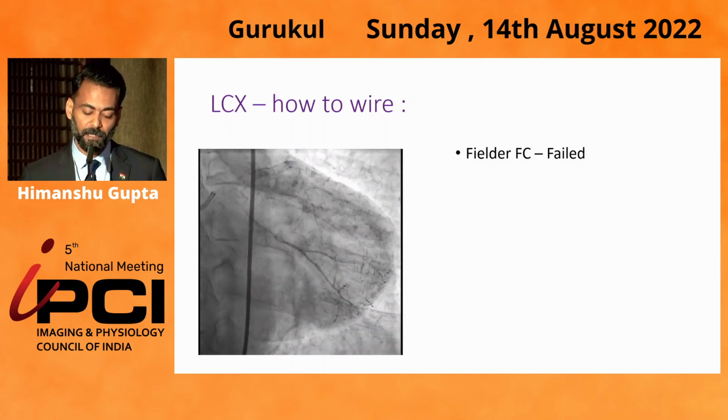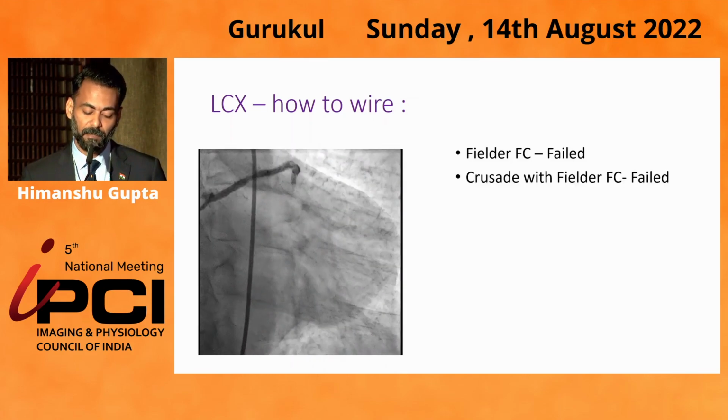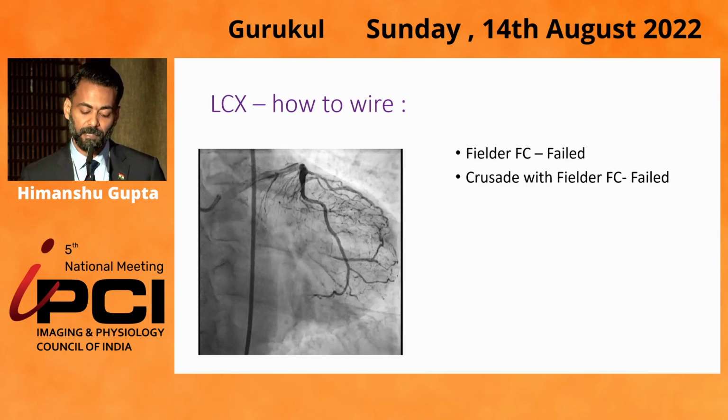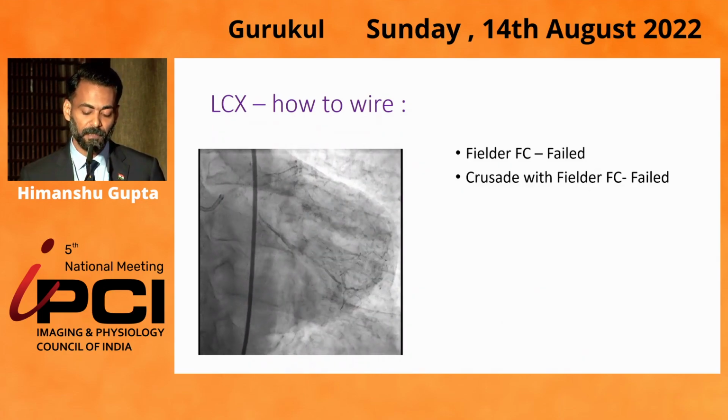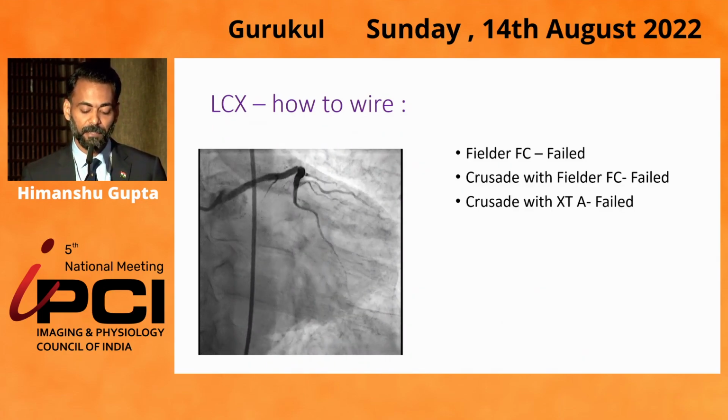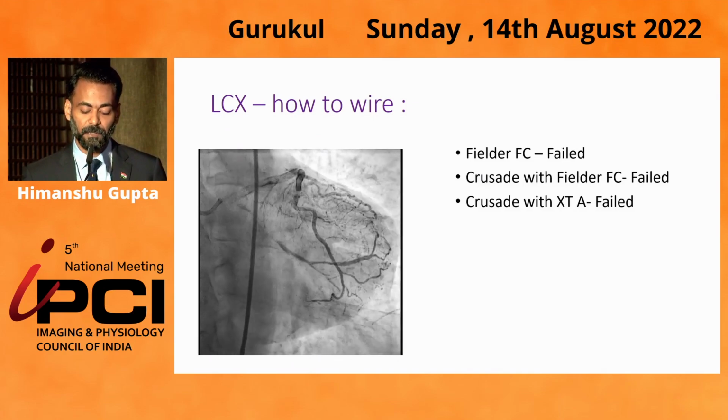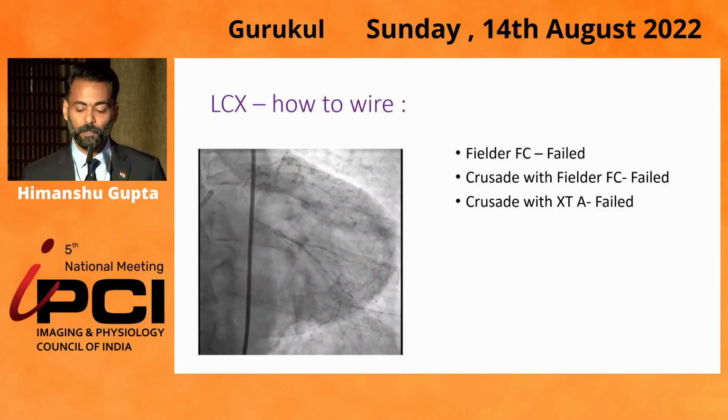We start with the Fielder FC. We cannot wire it. We take a Crusade on the LAD wire that we already have. We again take the Fielder FC. It fails. Then we take an XTA. It fails as well. So what do we do?